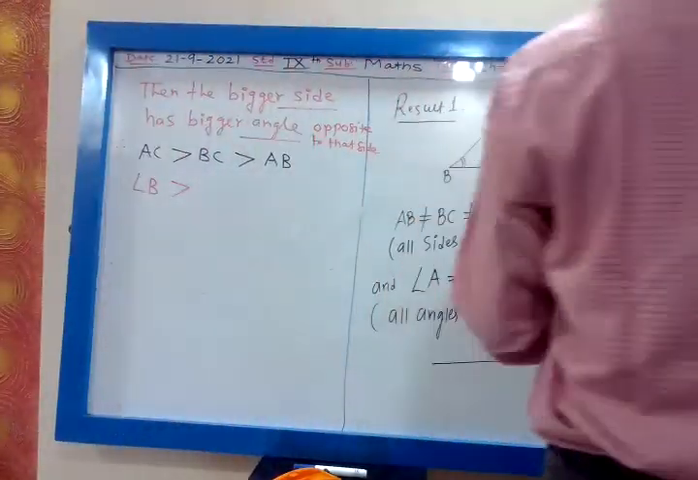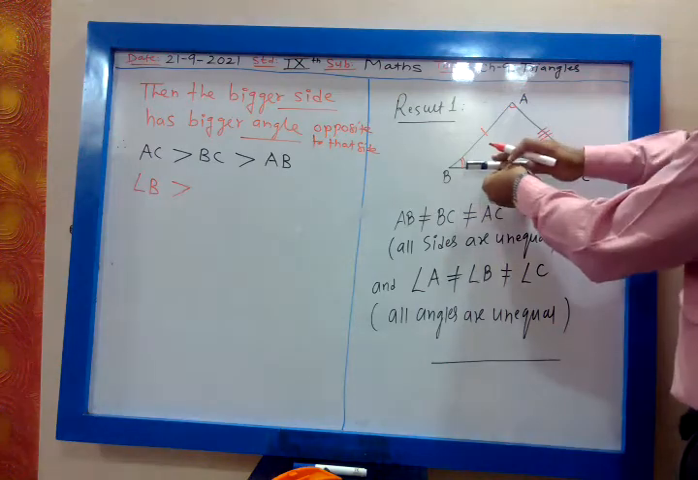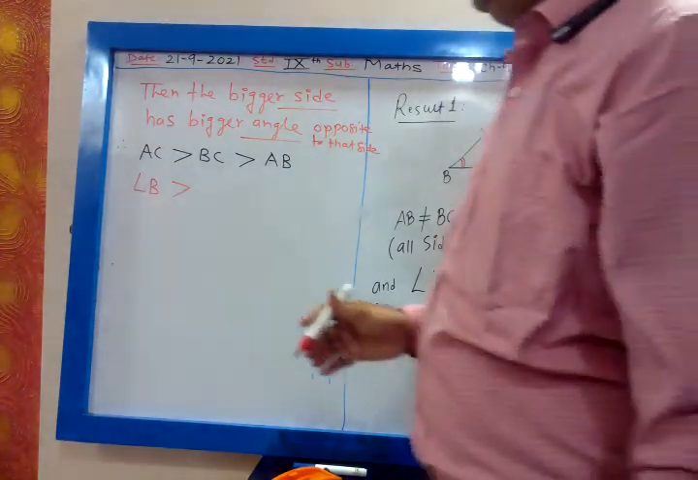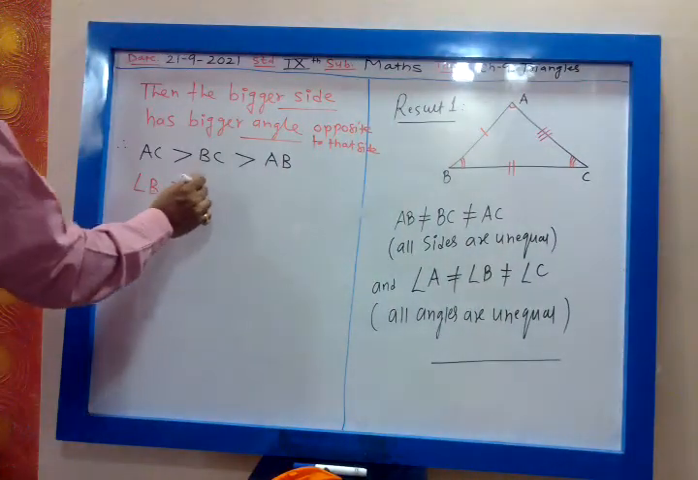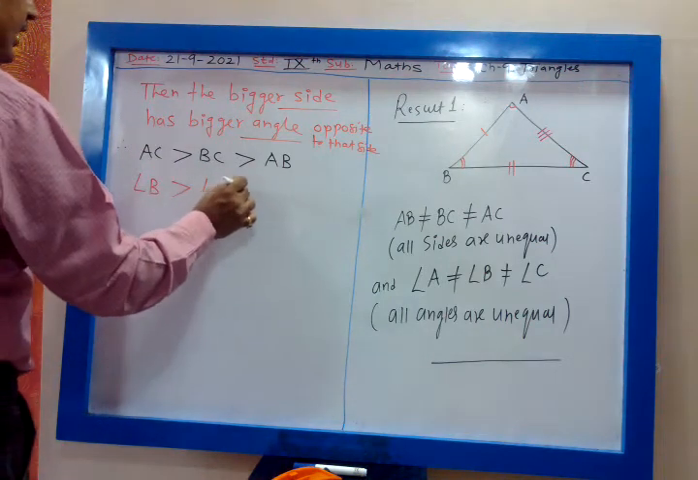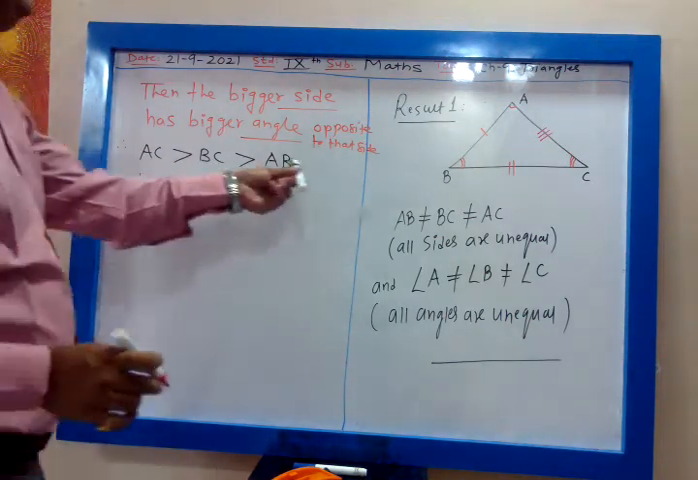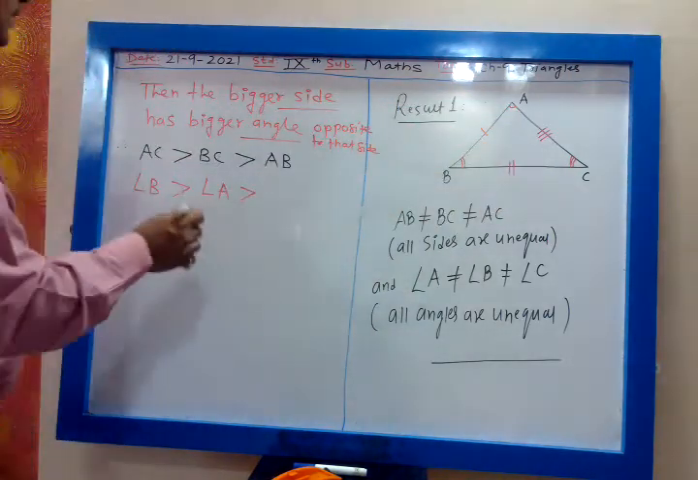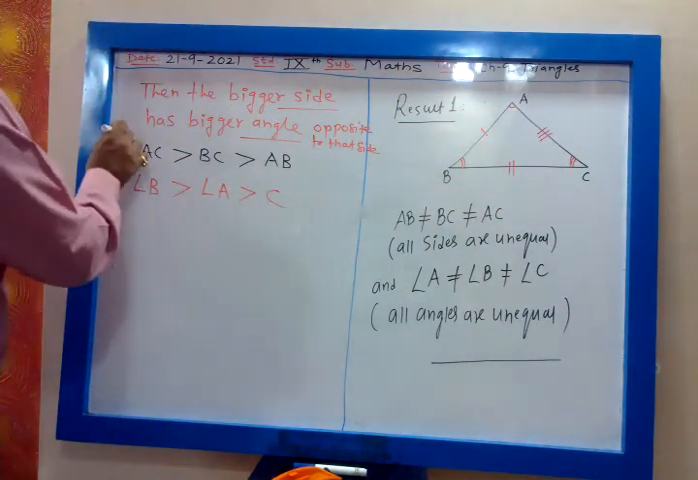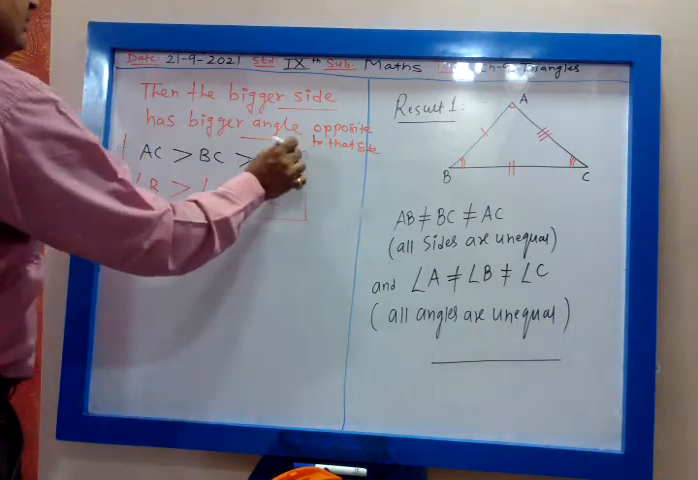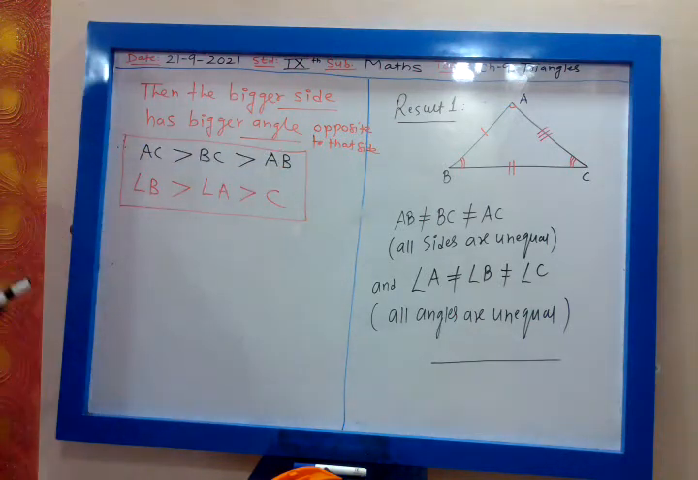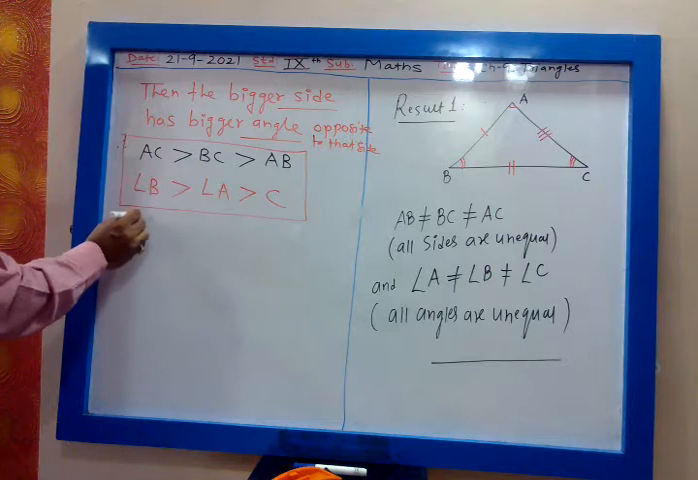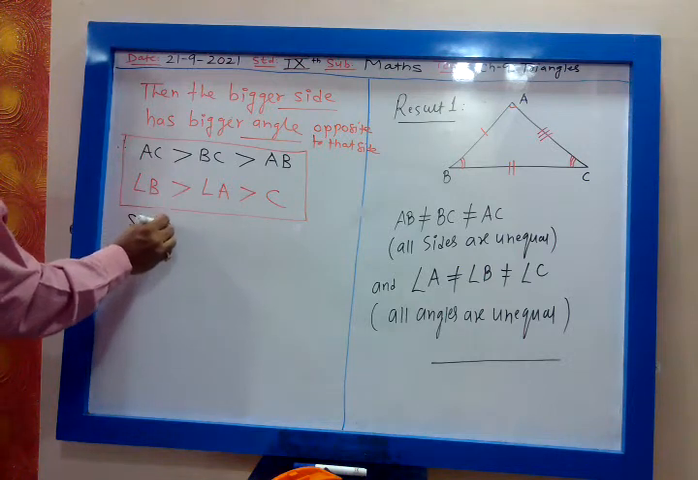Angle B will be bigger than the angle opposite BC. What is the opposite angle of BC? The opposite angle of BC is A. So angle B is greater than angle A, and angle A is greater than the angle opposite AB. So whichever side is bigger, the angle opposite to that will be bigger. Similarly, it is reversed.